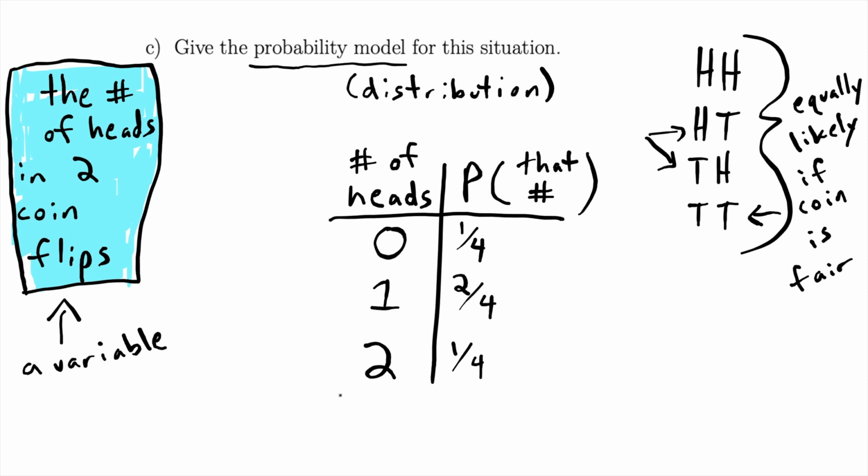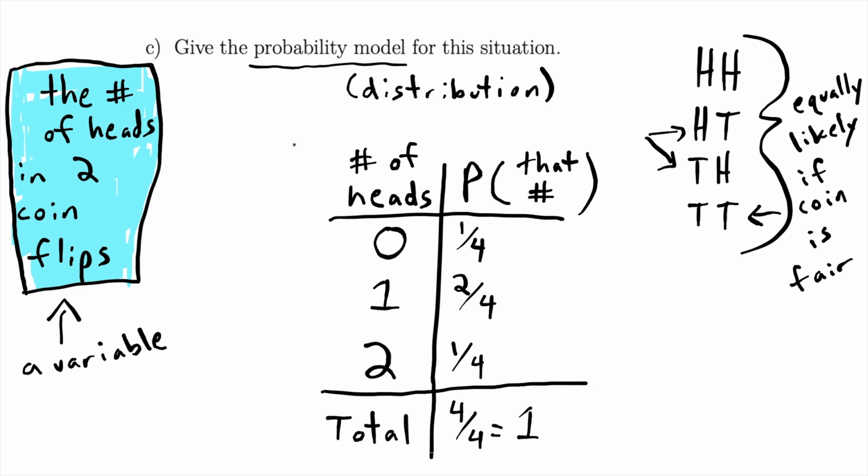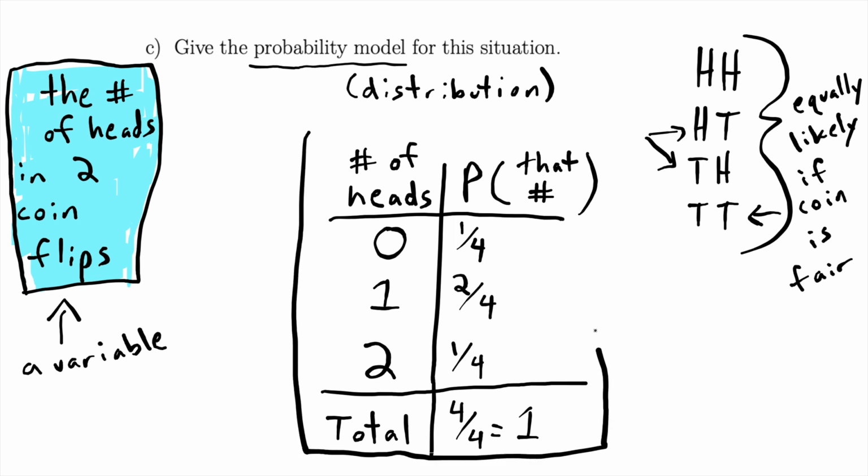And whenever you're making these, this one wasn't too bad, but if you had one that was more complicated, it might be a good idea to check for the total. It should always be 1. That's just a quick little check to see that we're not violating a rule of probability.